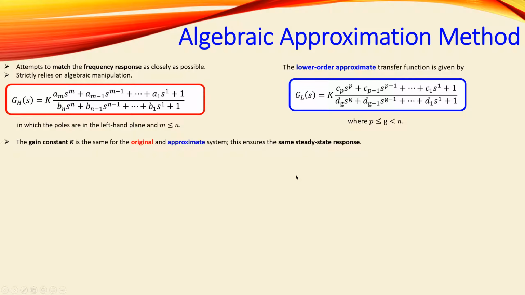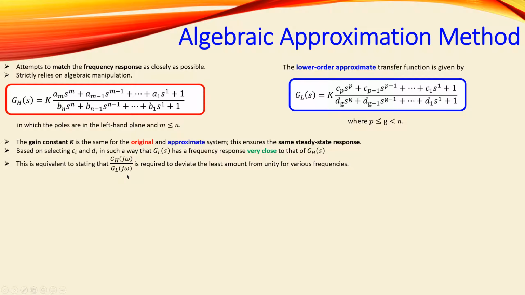So that ensures that you have the same steady state response. Based on that, we can also say, looking at the parameters c and d in the approximate transfer function, that they must be determined in such a way that this transfer function has a frequency response which is very close to the actual transfer function of the original system.